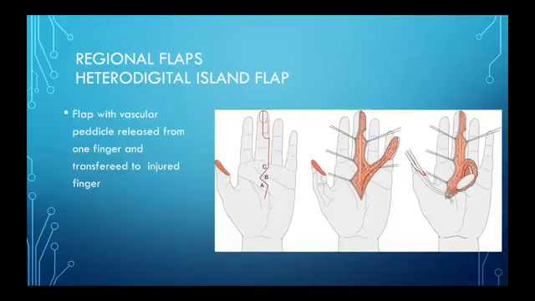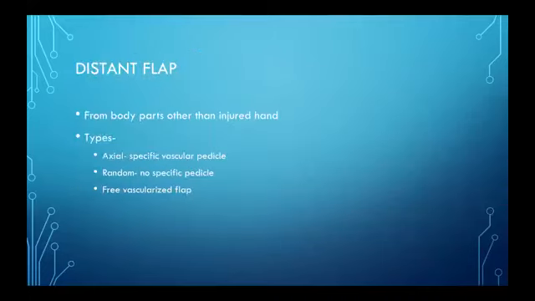Other more complex flaps: heterodigital island flap, where a flap is released from a finger in the same hand and then advanced to cover defects on the adjacent, injured finger. Then of course distant flaps, where you use either axial, random, or a free vascularized flap. I think our domain will mostly be within the axial and random flaps, to be able to provide coverage over the fingertip.